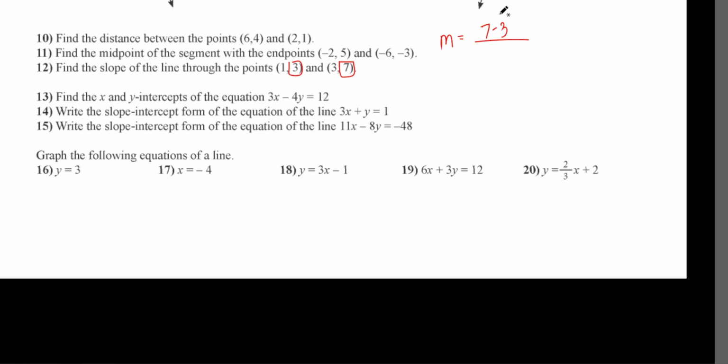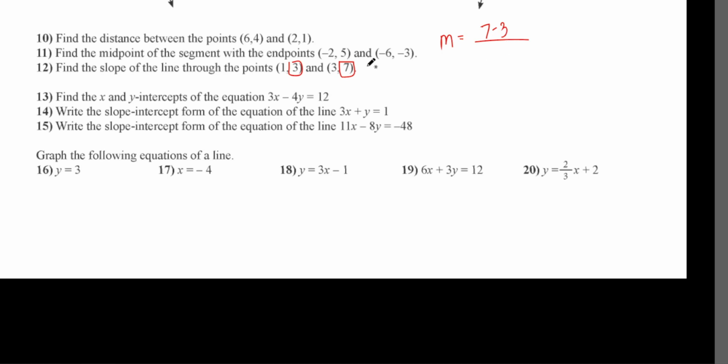Just like I warned you when I reviewed for this, I said, I bet you anything, somebody's going to put the x's on the top. But I've told you over and over again, you've got to remember, this is rise over what? Run. Rise is the y-axis, okay? The run is the x-axis. That's why we put the y's on the top, because it's rise over run. So I take the y values and I subtract them.